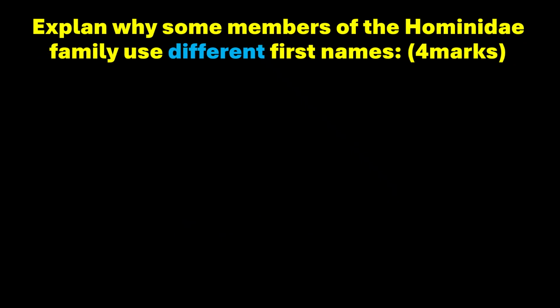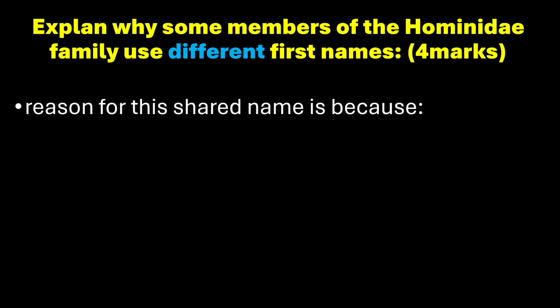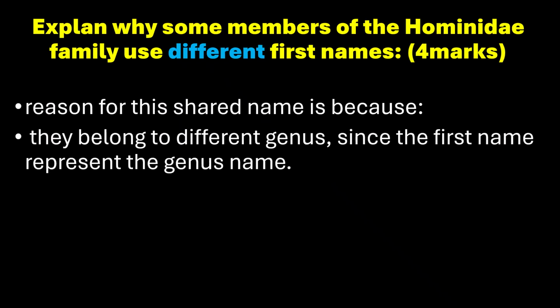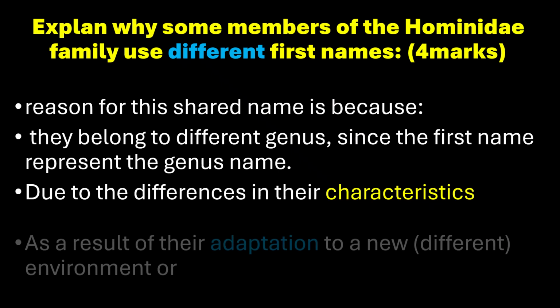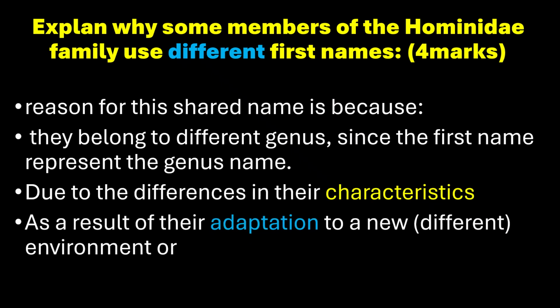So the second question is talking about explain why some members of the Hominidae family use different first names. So why are some called Paranthropus and others are called Australopithecus? So the reason is because they belong to different genus. Since the first name represents the genus name, and then it is due to the differences in their characteristics as a result of their adaptation to a new or different environment, or it could be due to a useful mutation.